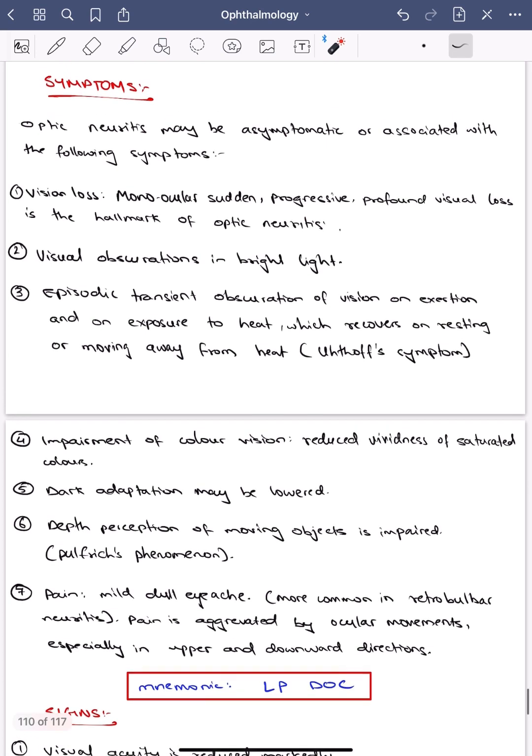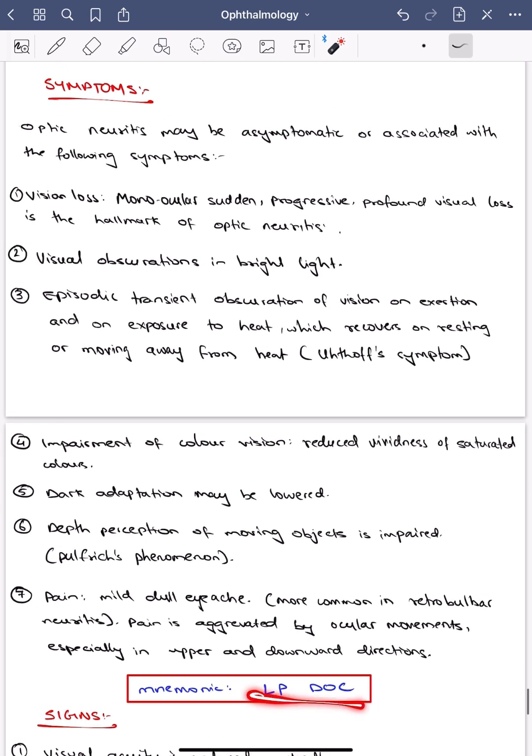Now a simple mnemonic to remember the symptoms is LP-DOC. L stands for vision loss. Remember, monocular, sudden, progressive, profound visual loss is the hallmark of optic neuritis. P for pain, mild dull eye ache, which is common in retrobulbar neuritis. D for two things. First is that the depth perception of moving objects is impaired, and this is also known as Pulfrich's phenomenon. And the second is that the dark adaptation may be lowered.